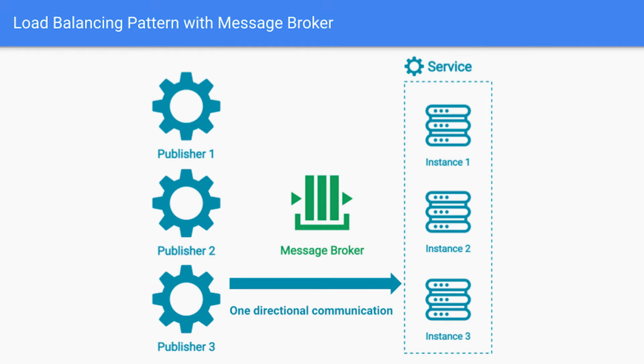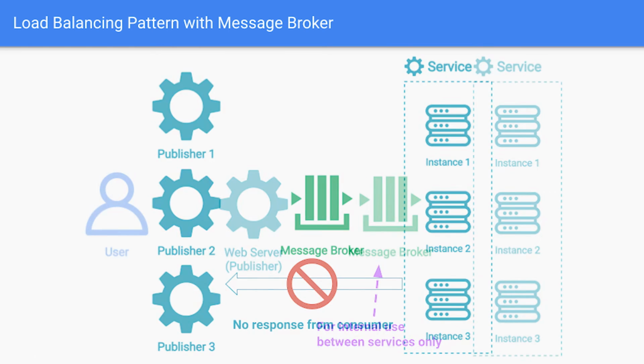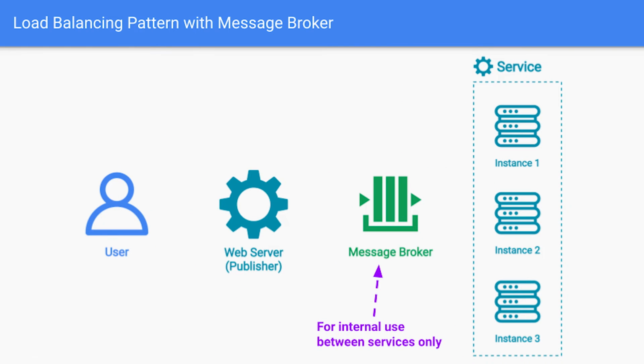And that right use case is when the communication between the publisher and the consumer service is one directional and asynchronous, meaning that the publisher doesn't need to or expect to get any response from the consumer after the message has been published. It's also worth noting that message brokers should only be used internally between services, while a load balancer is perfectly suited for taking requests from external services.